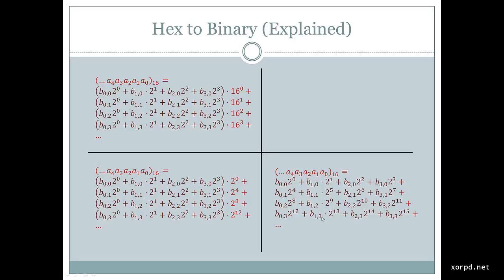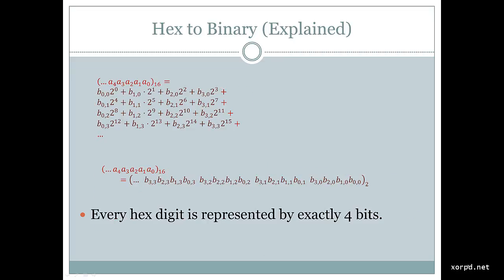This new formulation is very interesting because now we can see some kind of sequence in the powers of 2. This is 2 to the 0, 1, 2, 3, and in the next row we already have 4, 5, 6, 7, 8, 9, 10, and so on. This is more like a binary representation of the number. We ended up with this formulation, and we are going to convert it to a binary number.